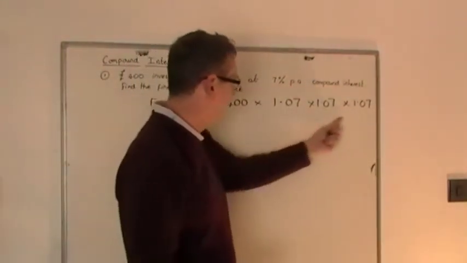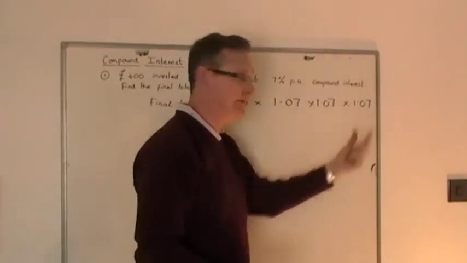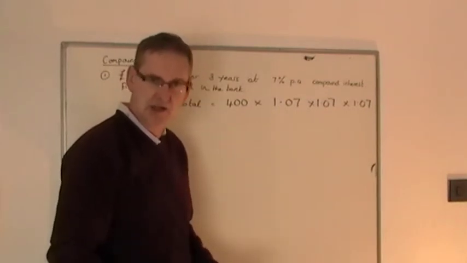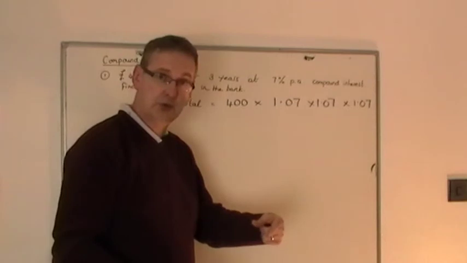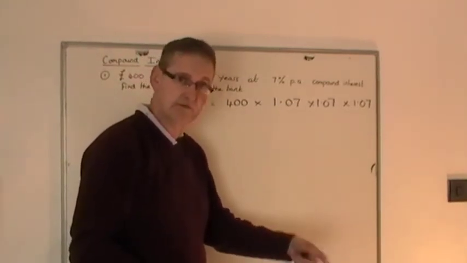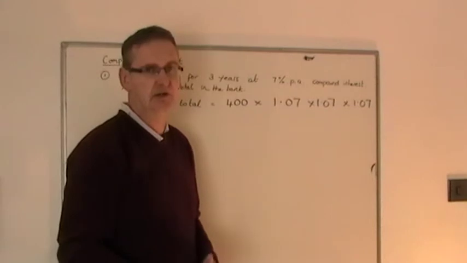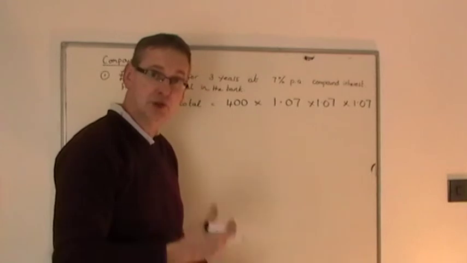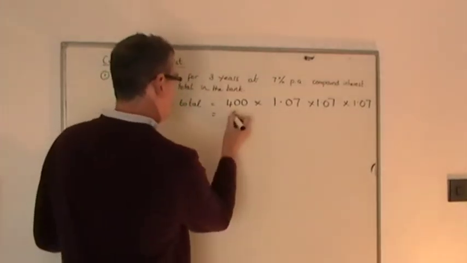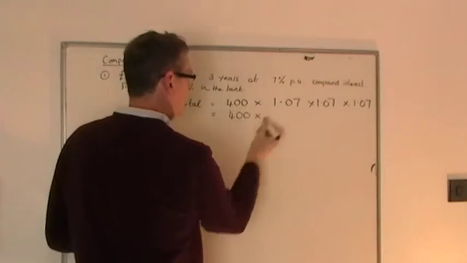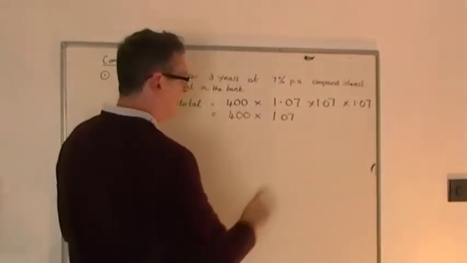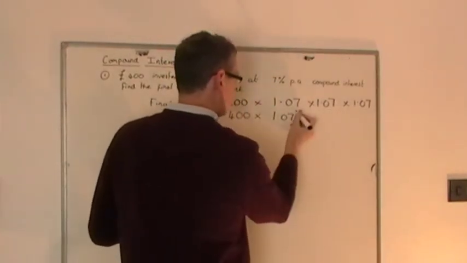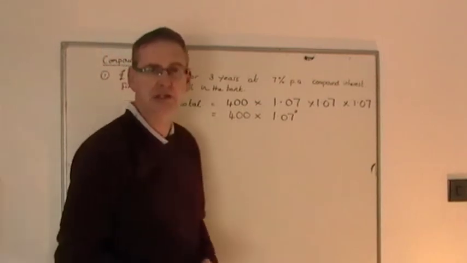Now that's fair enough. If it's only 3 years, you can do that times that times that, that's not a problem. But if it was 27 years, or 30 years, or 99 years, are you seriously going to write times 1.07 times 1.07 times 1.07 99 times? I don't think so. That's not a practical way of doing the question. So what we do is we make use of some shorthand maths. We say this is best written as 400 times, you take the 1.07 and realise that 1.07 times 1.07 times 1.07 is best written as 1.07 to the power 3.